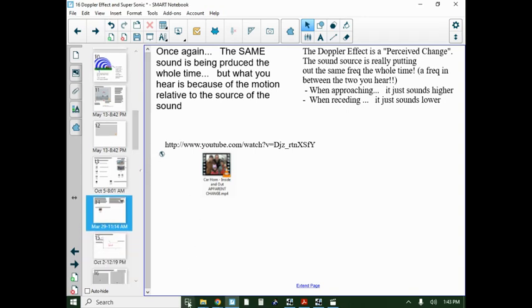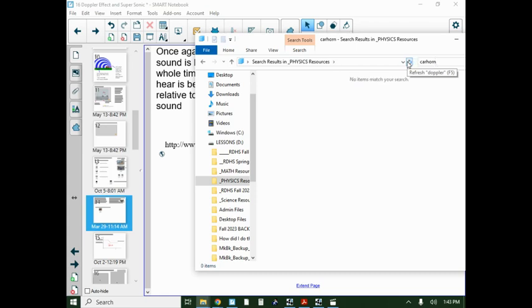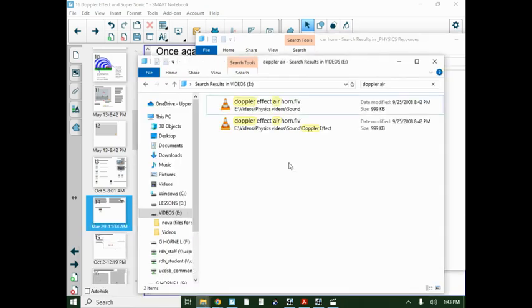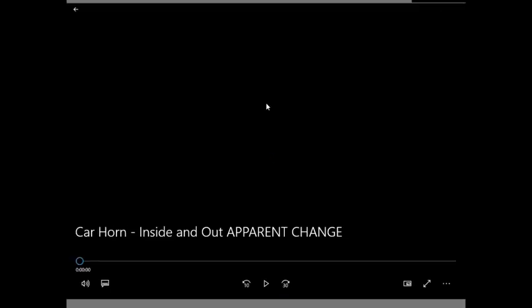But car horn, it's worth trying to show here. Car horn, not in physics resources, that's why. In my video folder. Videos, car horn. It's pretty interesting the way they do this.